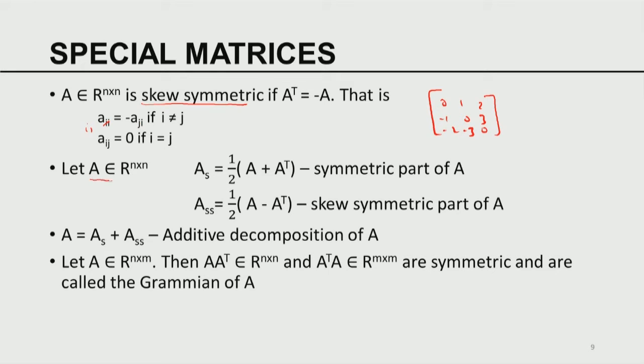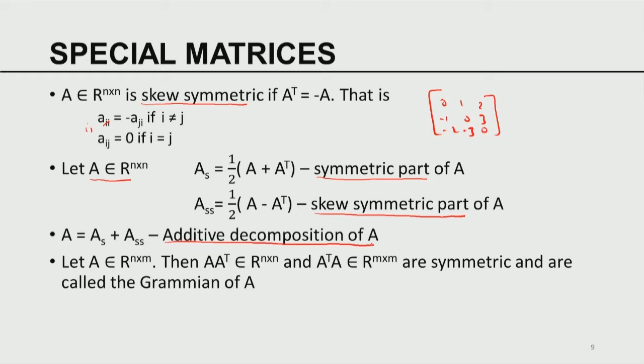Given any matrix A, I can separate the matrix into two parts. One is called the symmetric part of A, another is called the skew symmetric part of A. The symmetric part is one half of A plus A transpose. The skew symmetric part is one half of A minus A transpose. Therefore, you can easily verify A is equal to the symmetric part plus the skew symmetric part. This is called the additive decomposition of A.